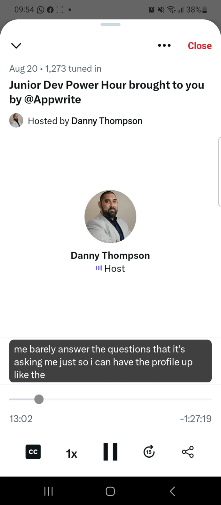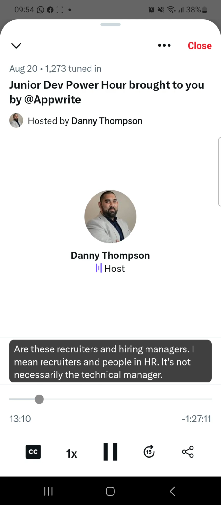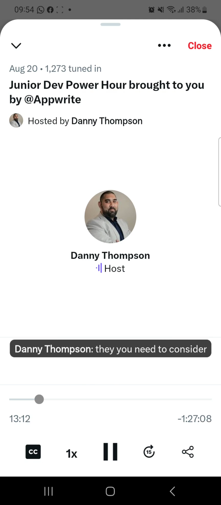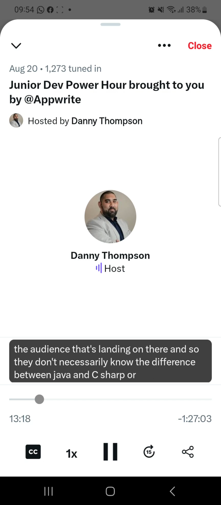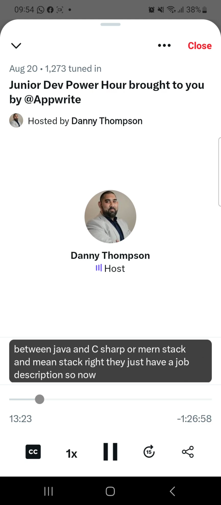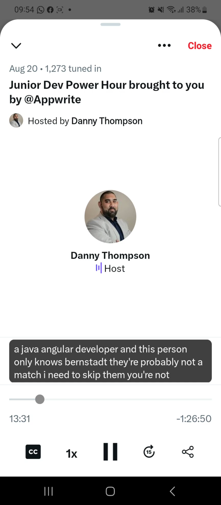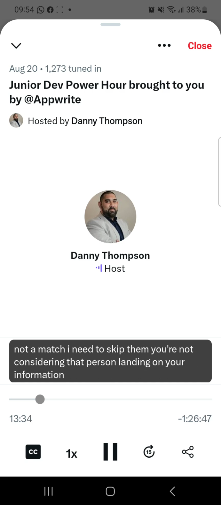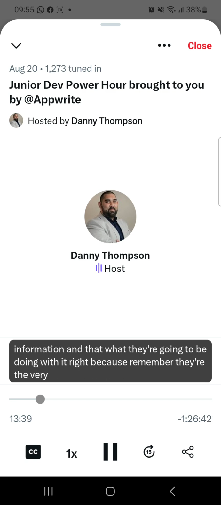The first line of hiring are these recruiters and hiring managers. I mean, recruiters and people in HR. It's not necessarily the technical manager. You need to consider the audience that's landing on there. They don't necessarily know the difference between Java and C sharp or MERN stack and MEAN stack, right? They just have a job description. So if they're saying I need a Java Angular developer and this person only knows MERN stack, they're probably not a match. I need to skip them. You're not considering that person landing on your information and what they're going to be doing with it, right? Because remember, they're the very first line of hiring. You need to consider this.